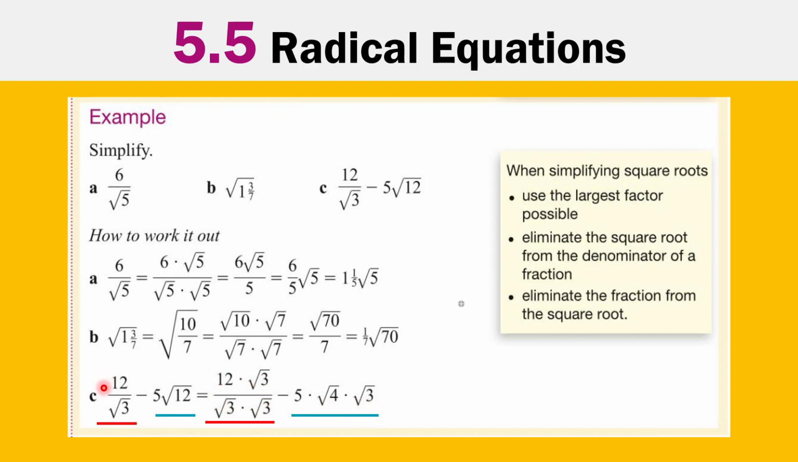So this is my part which was right here, multiplied by that smart one, root 3 divided by root 3. And here is the blue part being factorized in root 4 times root 3. Okay? This becomes 12 root 3 divided by 3. And this becomes root 4 is 2 minus 5 times 2 times root 3. Simplify this by dividing 12 by 3. Gives me 4 root 3. Right? 12 divided by 3 is 4. 4 root 3. And this becomes 5 times 2 times root 3 is minus 10 root 3.